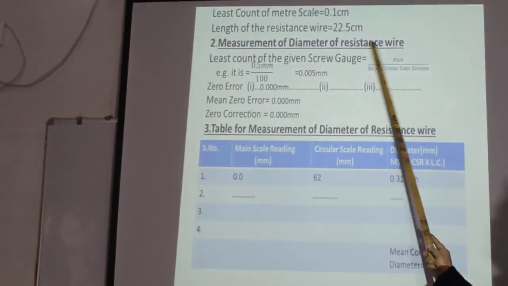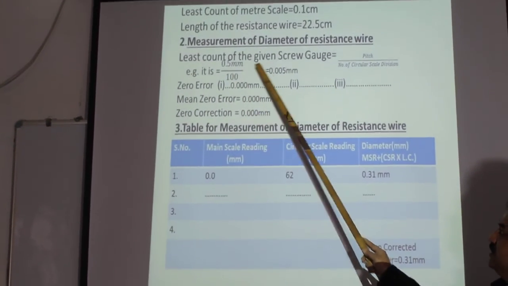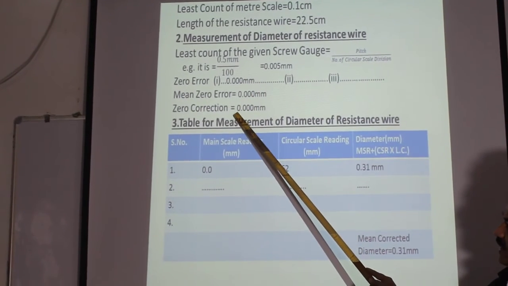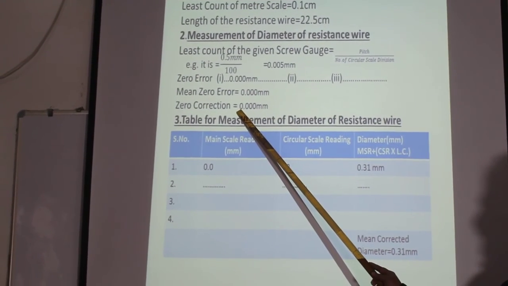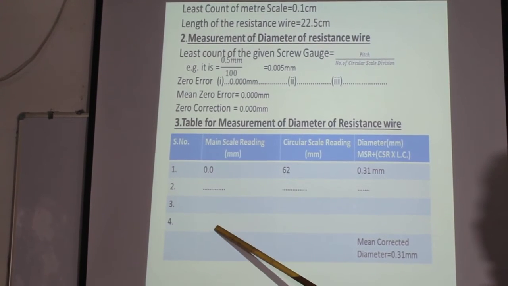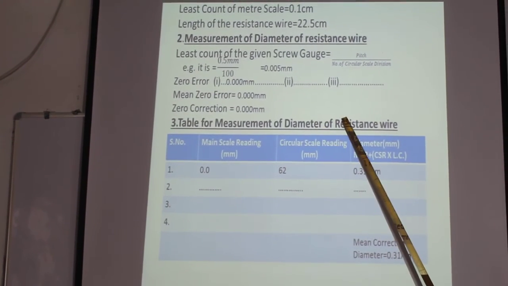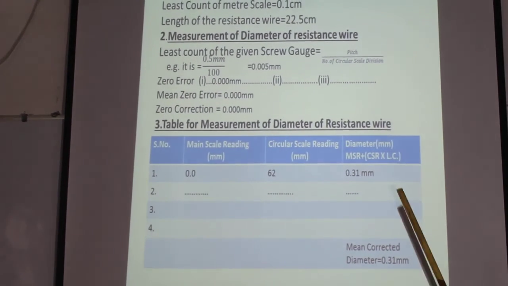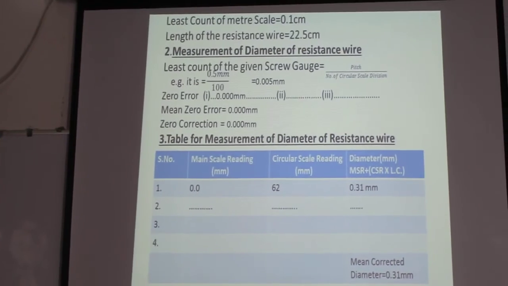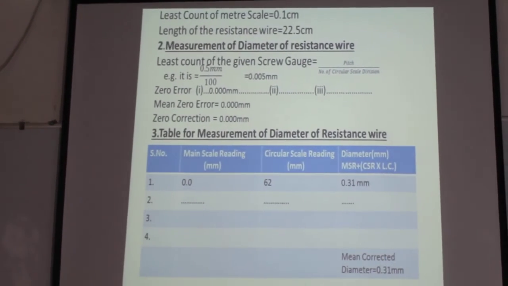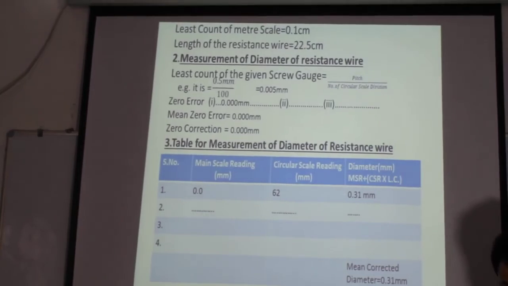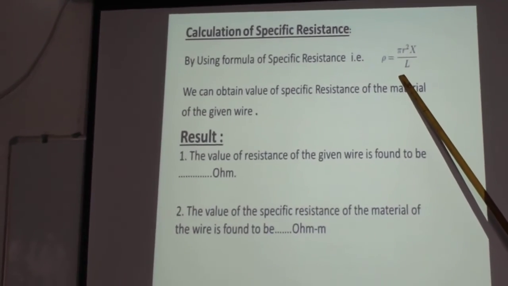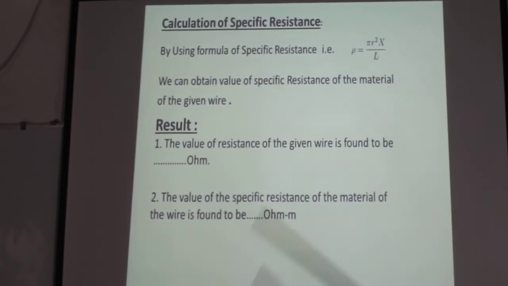Measurement of diameter of resistance wire with the help of screw gauge. Find least count, pitch, zero error, zero correction as you have done in class 11th. Take at least 4 observations for diameter of the resistance wire. I have given you an example. Solve it and find out mean corrected diameter of the resistance wire. After knowing all these values, substitute values in the formula of specific resistance and obtain the result.